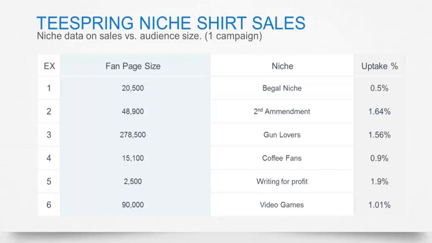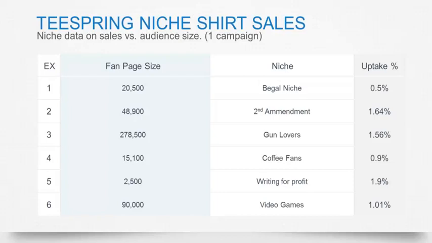Example number 4, 15,000 in the coffee fans niche, people who love coffee, 0.9%, almost 1% uptake, okay? Example 5, writing for profit, the writer's niche. Fan page size, 2,500 with a 1.9% uptake, okay? So you can see you don't have to have a massive fan base. And even if you don't, obviously this is off of a fan page, but it's the best way I can give you stats to estimate uptake on a campaign.